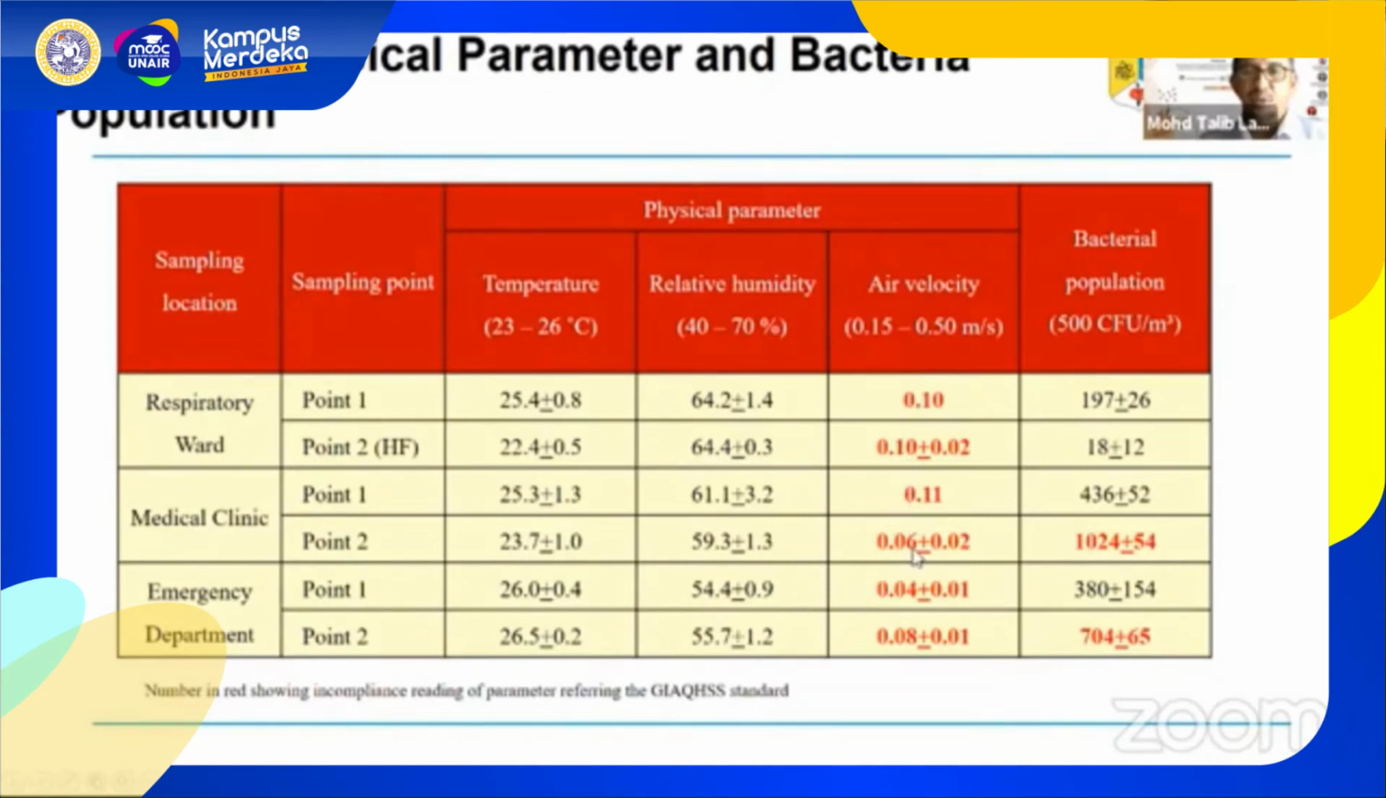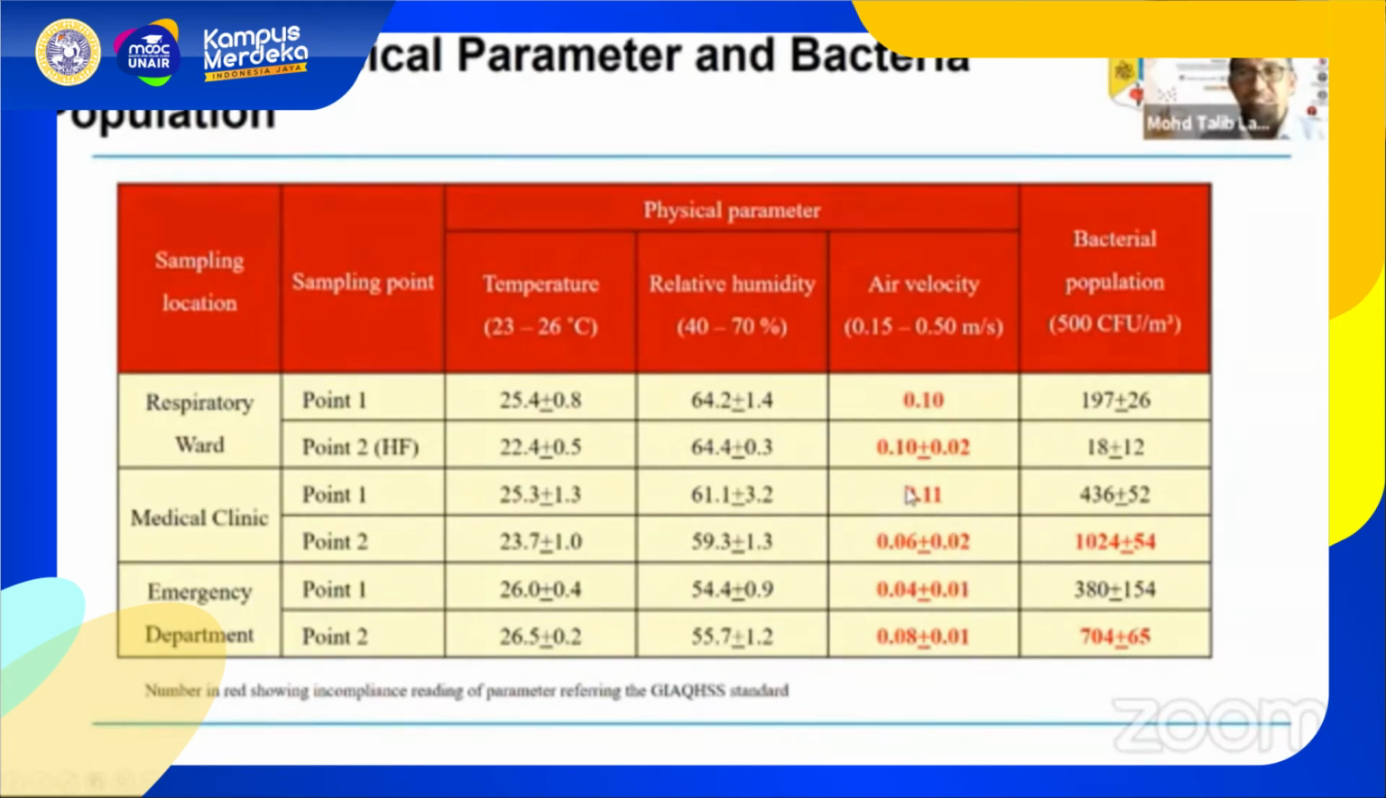This one is 0.06. This one is the respiratory ward. They have purifiers, which is very good, because people actually stay there. People infected by respiratory infection. This one is the medical clinic. It's very poor ventilation air velocity. You can see the emergency ward is very, very poor.